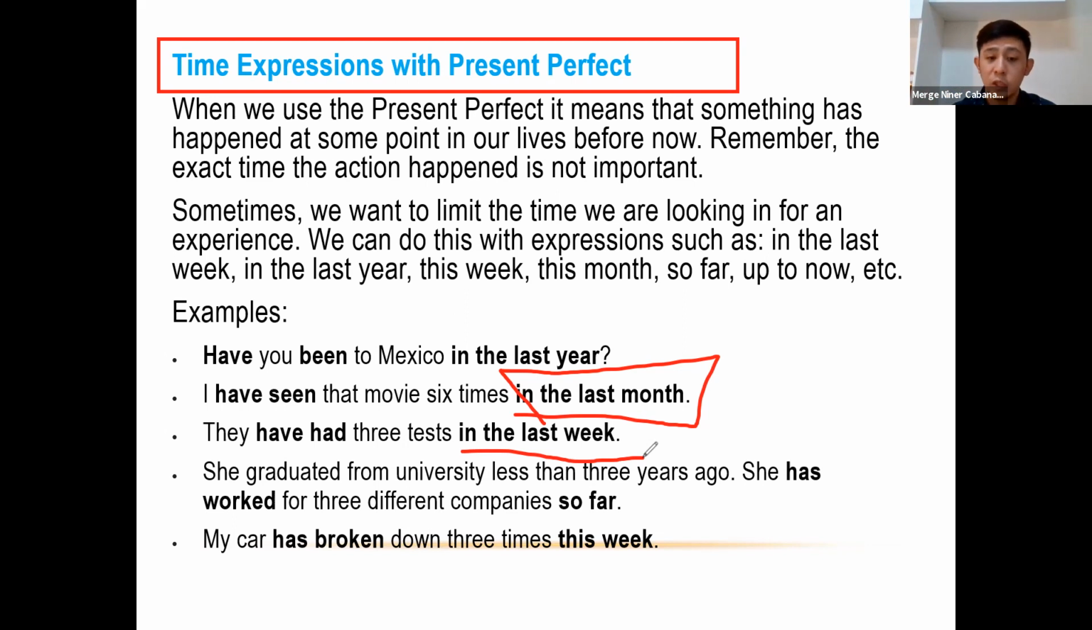So I just mentioned that for the week which has passed, there have been 3 quizzes for those students. She graduated from university less than 3 years ago. She has worked for 3 different companies so far. And my car has broken down 3 times this week, which is very unfortunate, right?